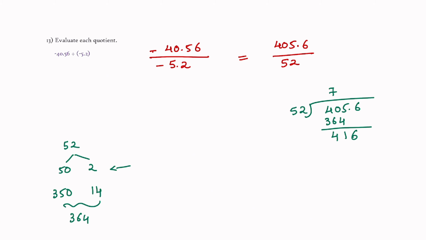So times 8. 50 times 8 is 400. And 2 times 8 is 16. So that's going to be 416. So that's times 8. 416. Remainder is 0. So the answer here is 7.8. Easy, yeah? Here comes the next one.